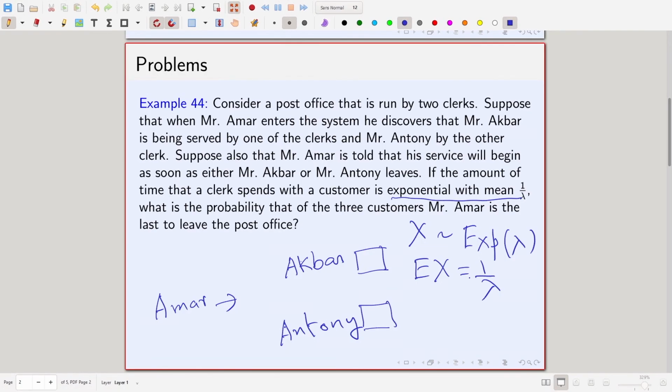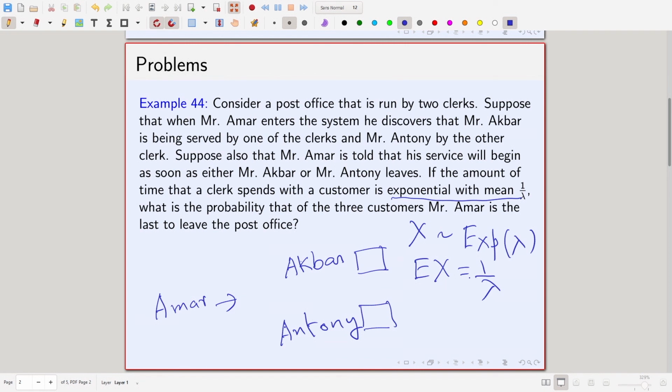You will see in many questions that a certain random variable has exponential distribution with mean something. Instead of saying it has exponential distribution with parameter something, it may be told that it has exponential distribution with mean something. So, if you are given the mean, then the parameter is just 1 over the mean. Here the mean is 1 over lambda, so the parameter is lambda.